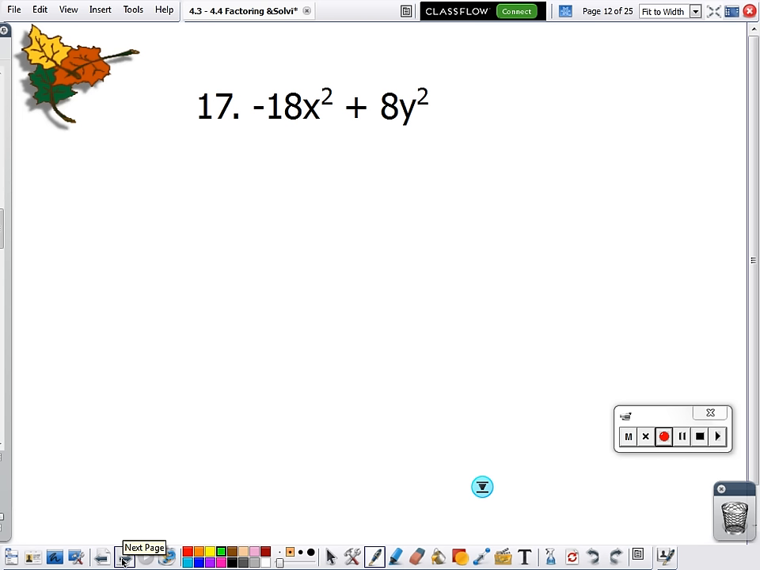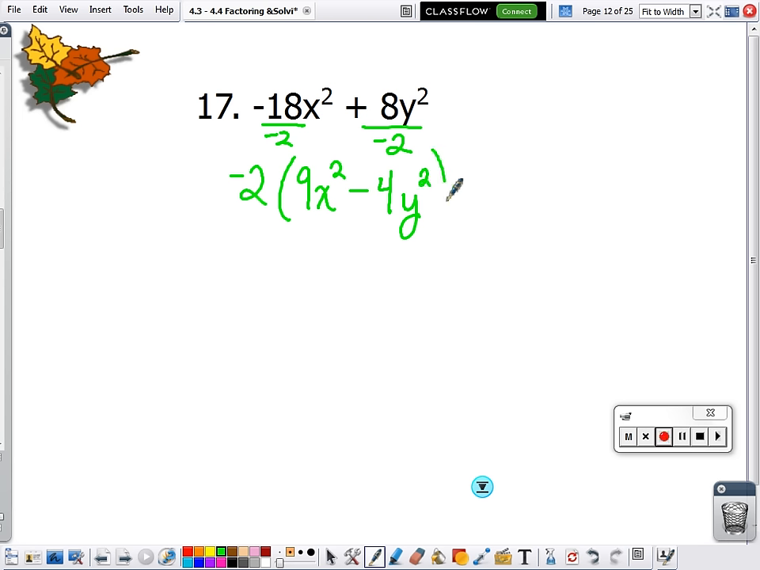Number 17, we're looking for a greatest common factor here. Notice my x squared term is negative, so we're going to pull out a negative. I can pull out a negative 2. I cannot pull out an x or a y because they are not common in both. So if I pulled out a negative 2, be careful when you pull out a negative, your signs will be changing. I'm going to be left with a 9x squared. If I pull out a negative 2 out of a positive 8y squared, I'm going to be left with a negative 4y squared.